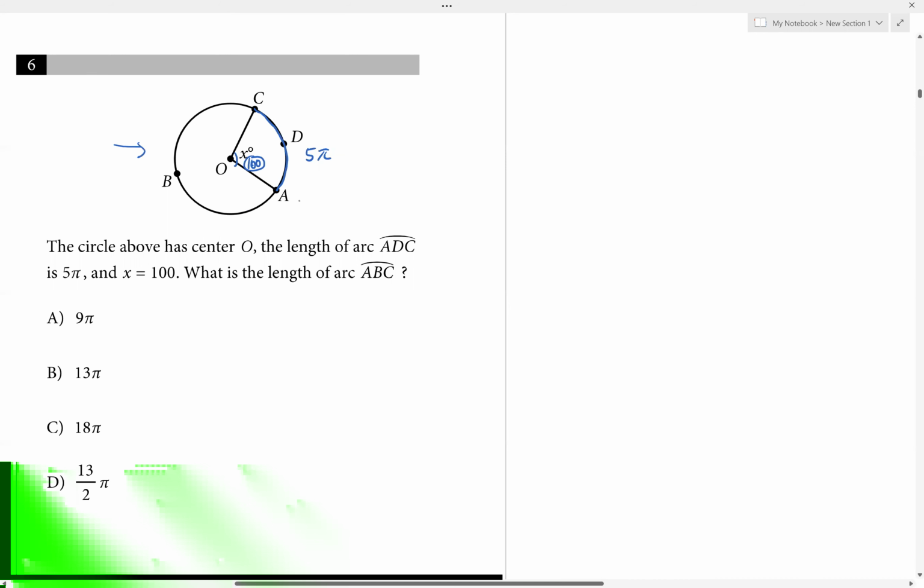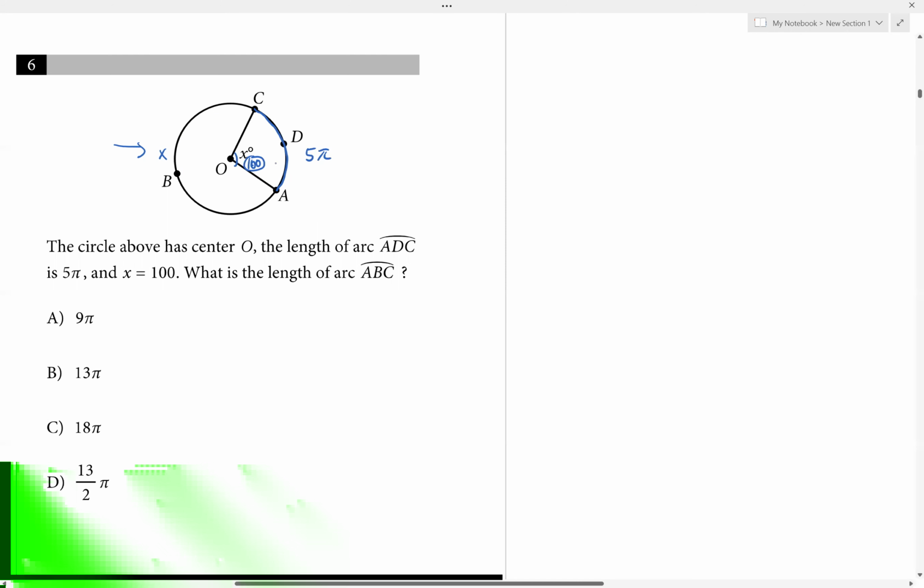So that's the major arc there. So that's x, that's what we're trying to solve for, the bigger arc. Okay. So when we talk about arc length, you want to remember arc length is always proportional to the central angle. So pretty much the bigger the central angle is, the longer the arc.